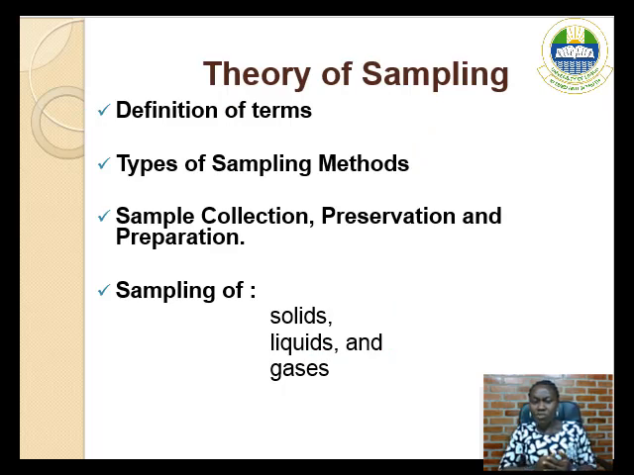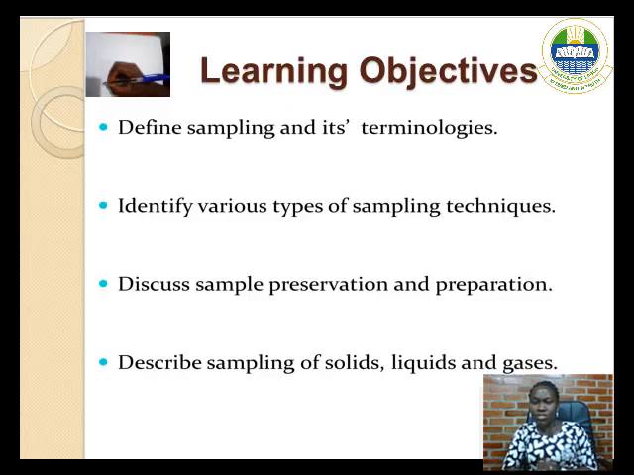We'll be talking about definition of terms, types of sampling methods, sample collection, preservation, and preparation. We'd also be talking about that with respect to solids, liquids, and gases. Now let's look at our learning objectives. At the end of this study session, we're expected to be able to define sampling and its terminologies, identify various types of sampling techniques, then discuss sample preservation and preparation, then also describe sampling of solids, liquids, and gases.